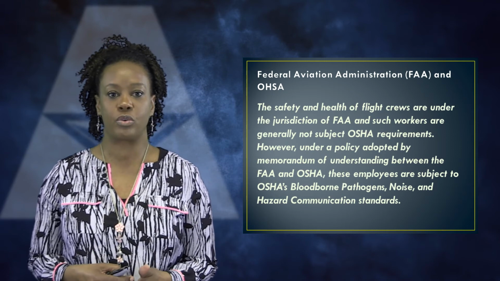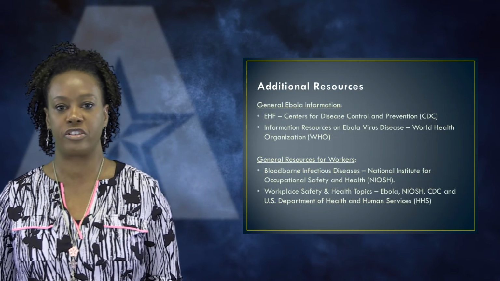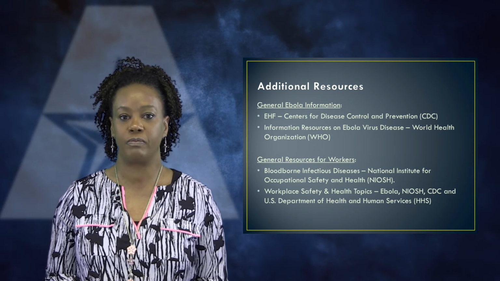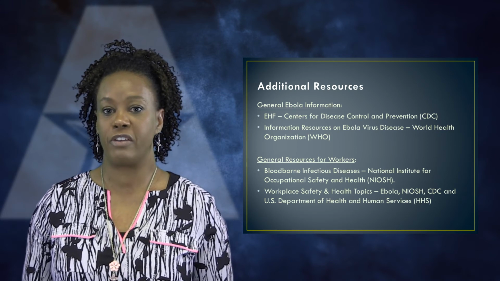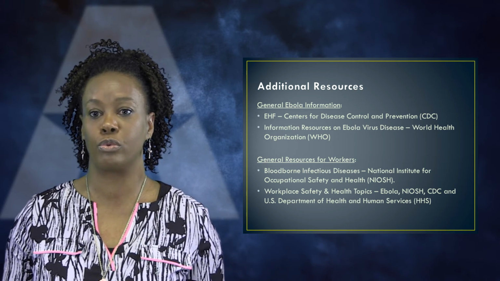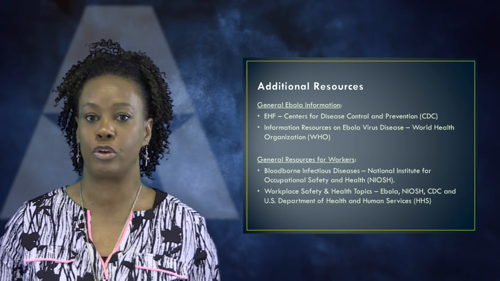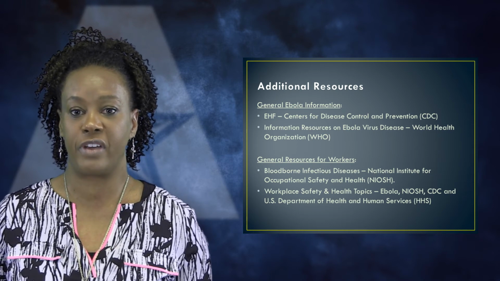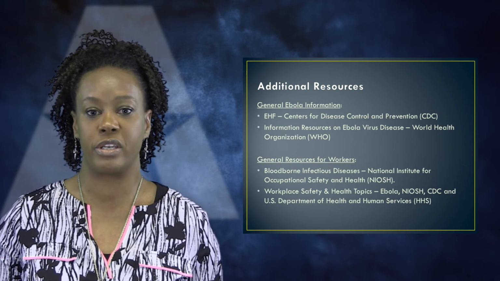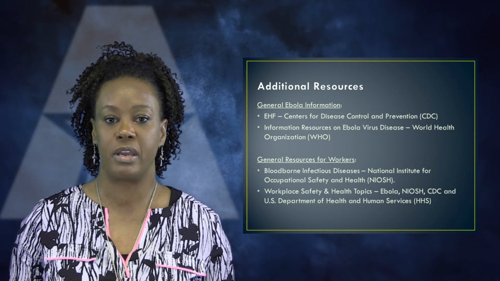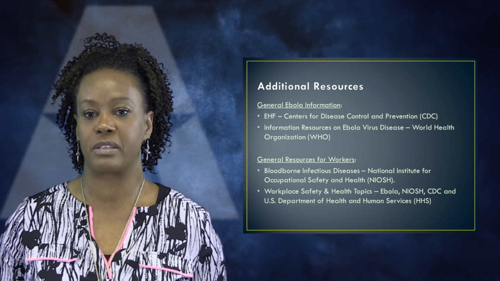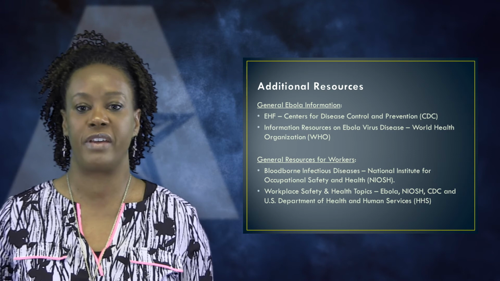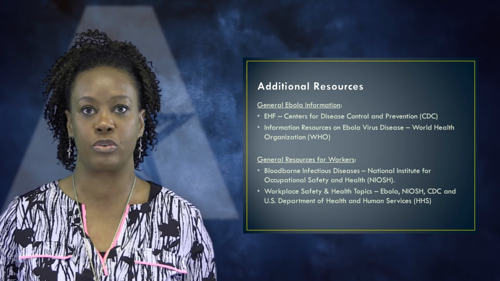Some additional resources: general Ebola information. You can check the CDC website for control and prevention. You have information resources for Ebola virus through the World Health Organization, known as WHO. Bloodborne pathogens and infectious diseases through NIOSH, the National Institute for Occupational Safety and Health. And then workplace safety and health topics for Ebola, NIOSH, CDC, and the United States Department of Health and Human Services are additional resources for workers.